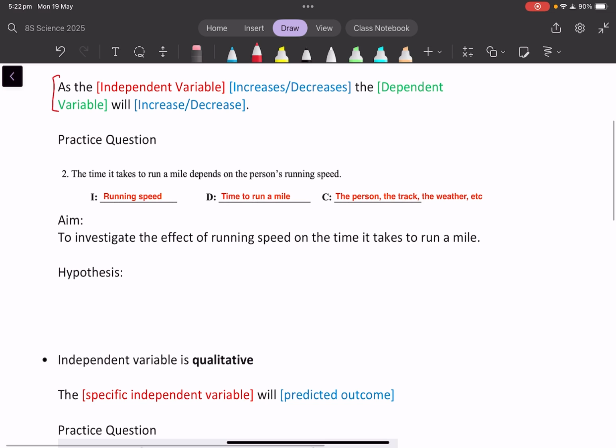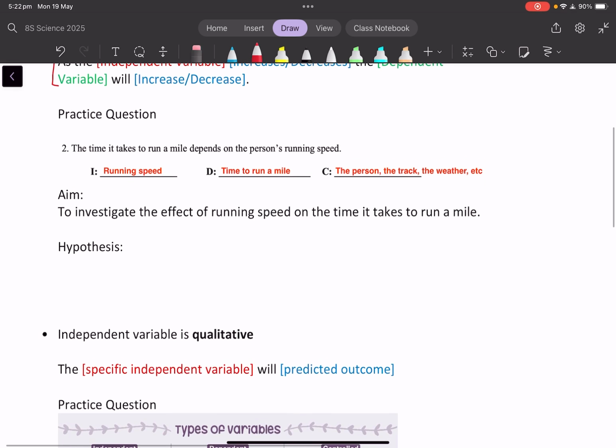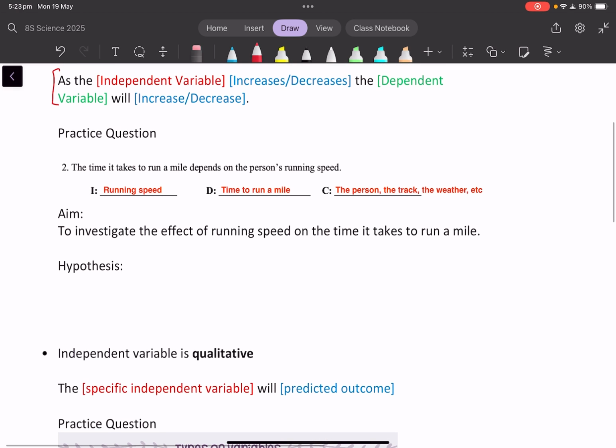So if we have a look at the experiment below, the time it takes to run a mile depends on the person's running speed. We worked out what the aim for that experiment could be: to investigate the effect of running speed on the time it takes to run a mile. How could I write a hypothesis for that? Well, I'm going to use the formula from above and insert the correct information as I go.